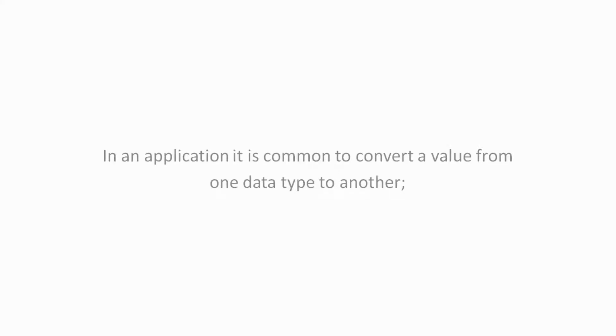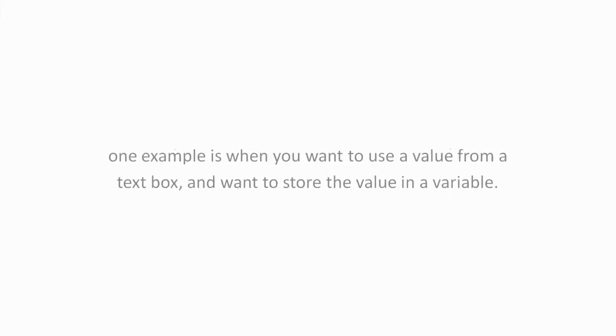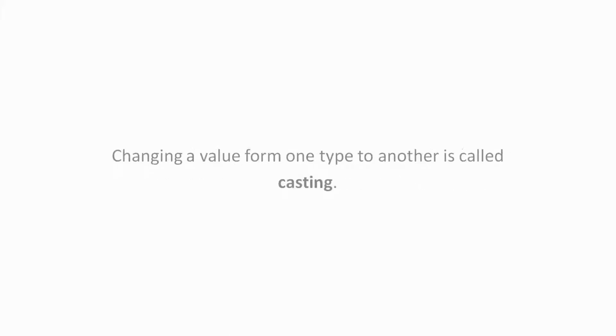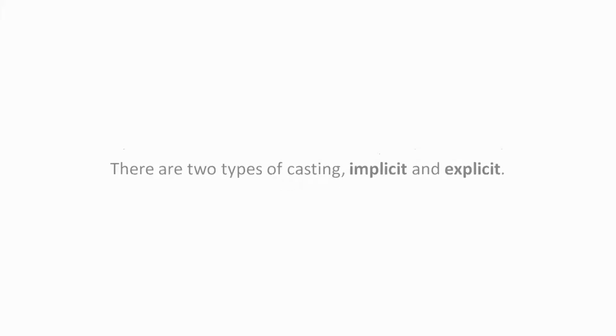Casting. In an application, it's common to convert a value from one data type to another. One example is when you want to use a value from a text box and want to store the value in a variable. Changing a value from one type to another is called casting. There are two types of casting, implicit and explicit.